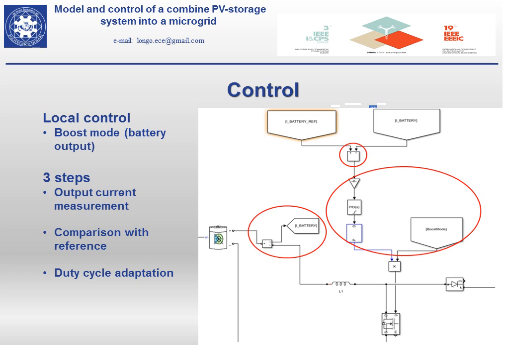So this battery current reference is compared to the battery current. The error is then injected into a PI regulator, and this error controls the duty cycle of the boost converter to, in this case, control the correct amount of current output of the battery.